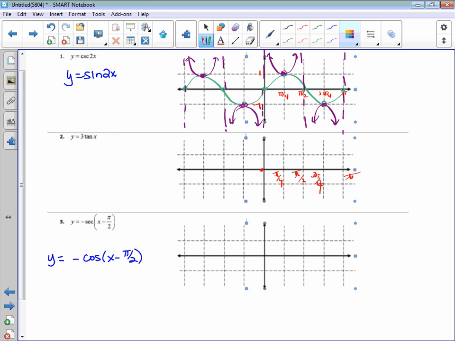Okay, and then I label what else? Do you label the y-axis? 1 and negative 1. Oh, 3 and negative 3. Okay.